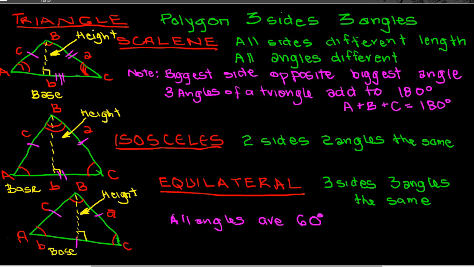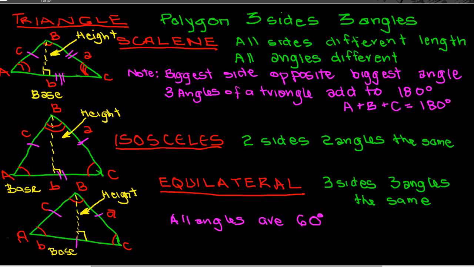And that brings us now to the equilateral triangle. 3 sides, 3 angles the same. As all the angles of a triangle add to 180, dividing 180 by 3, we get 60. So all of the angles of an equilateral triangle are 60 degrees. And all the sides are the same.